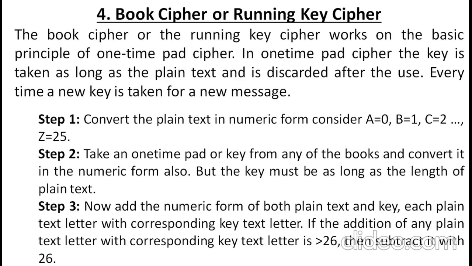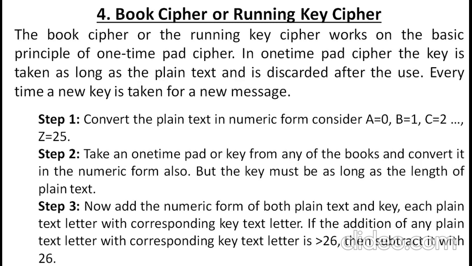In the one-time pad cipher, the key is taken as long as the plain text, meaning that however much plain text there is, that much key will be there. It is discarded after use. Whenever we discard the message, we discard the key also. Whenever we are going to send a new message, every time it takes a new key. Now let us have the steps for the book cipher or running key cipher. Step 1 says to convert the plain text into numeric form.